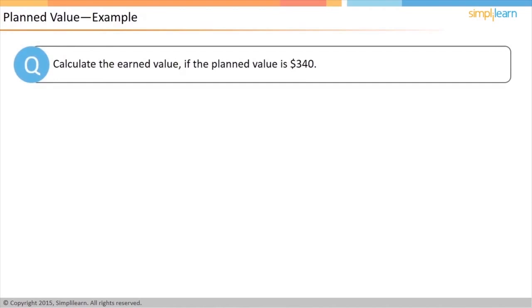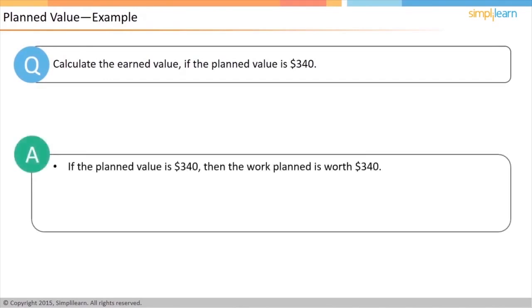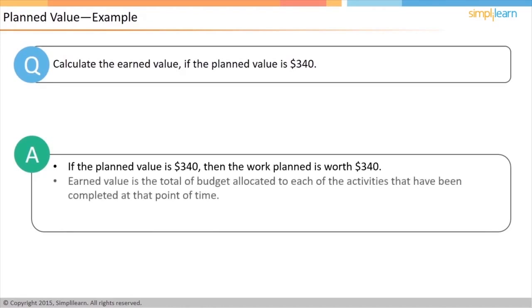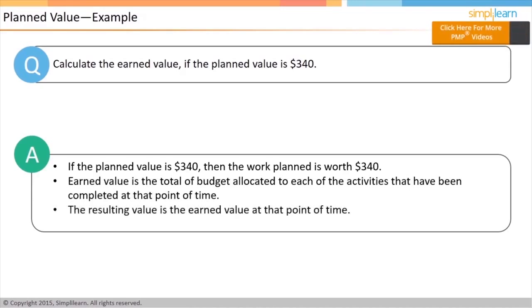Planned value is the estimated value of the work planned. This value is measured in terms of currency, say dollar. If the planned value is $340, then the work planned is worth $340. How do you calculate earned value? The solution is to add the budget allocated to each of the activities that have been completed at the point of time. The resulting value is the earned value. In the next screen, let us look at the formula used to calculate earned value.